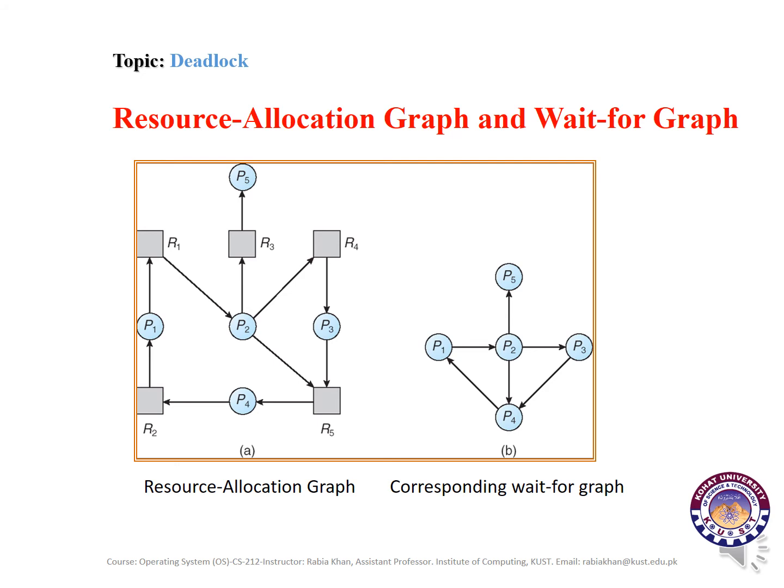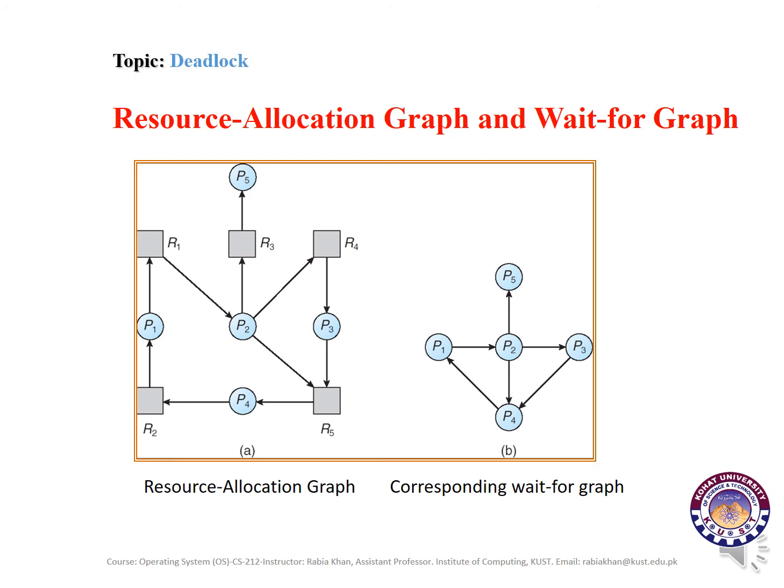This is how we convert a resource allocation graph to the corresponding wait-for graph. As you can see, we have only eliminated the resources from the resource allocation graph and connected the processes with each other. So the graph has become shorter and it is easy to locate the circles in it.